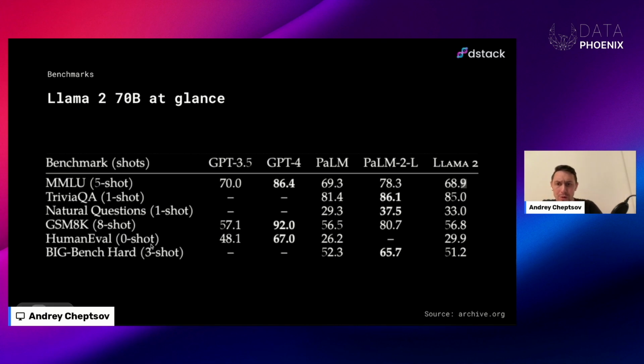You can also notice this HumanEval. HumanEval is a dataset which measures how well a model follows technical instructions and generates code. Llama 2 was not trained for that at all, so this score is very low.